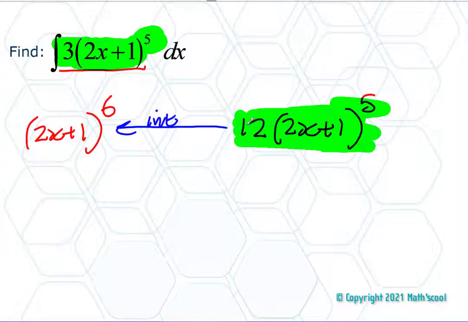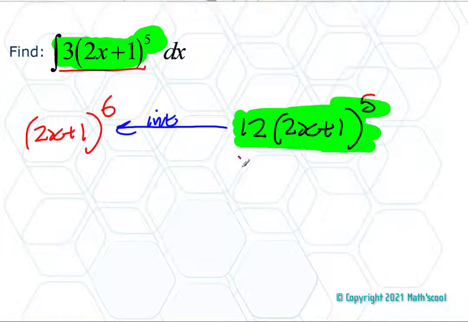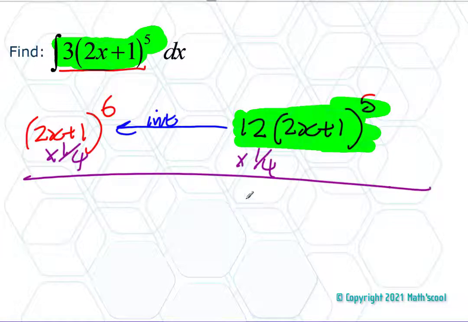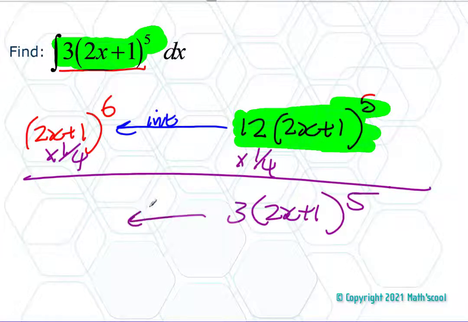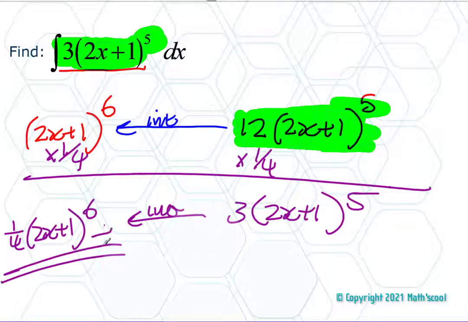Okay, so I don't want 12. I don't want to integrate 12 (2x plus 1) to the 5. I want to integrate 3 (2x plus 1) to the 5. So I'm just going to times both sides by a quarter. And so it's going to be 3 brackets 2x plus 1 to the power 5 integrates to give me a quarter brackets 2x plus 1 to the power 6 plus c.